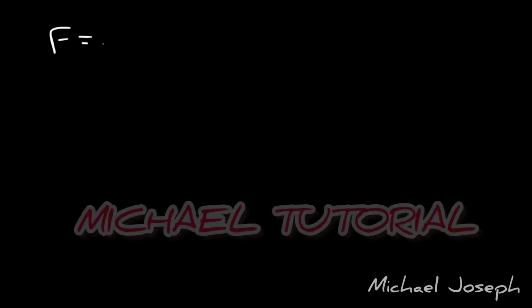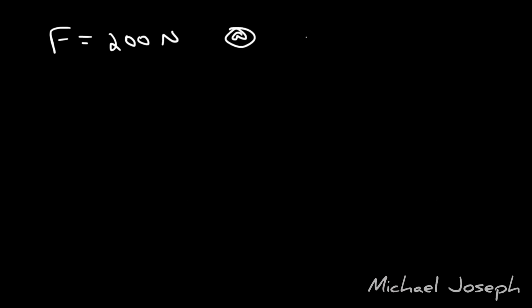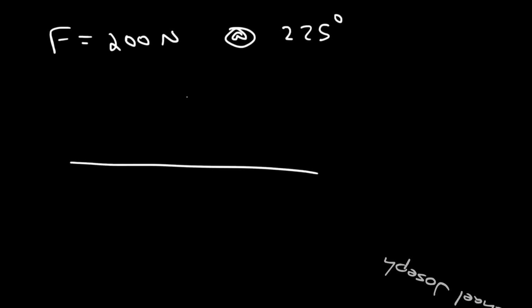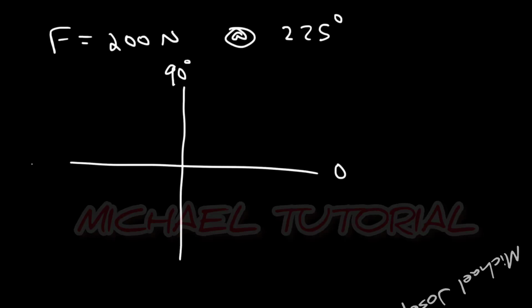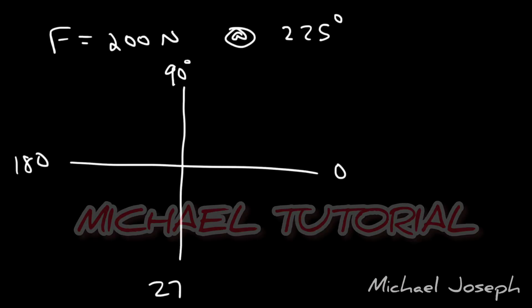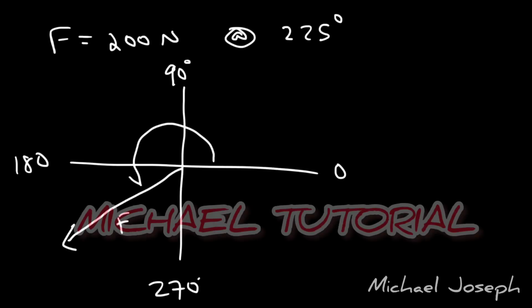Let's say F is 200 newtons, but at an angle of 225 degrees. So if you have to graph it, this is 0, 90, 180, and 270. So 225 is in quadrant 3. So the vector is going to be over here. And this is an angle of 225 relative to the x-axis.